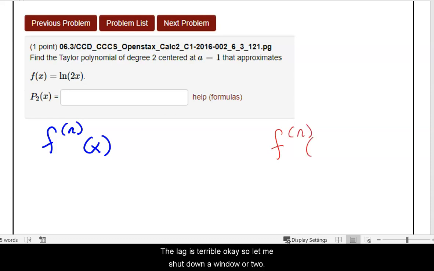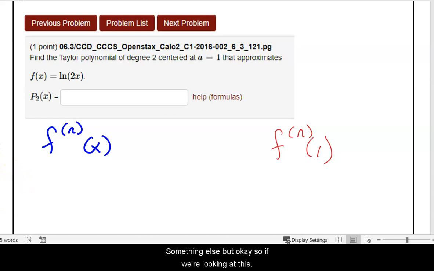Ooh, the lag is terrible. Okay, so let me shut down a window or two and see if that helps. Okay, hopefully that will help. Okay, so do I have anything else I can close down? I think the rest of it's going to have to stay open, at least for now. Or I could pull up something else, but okay.